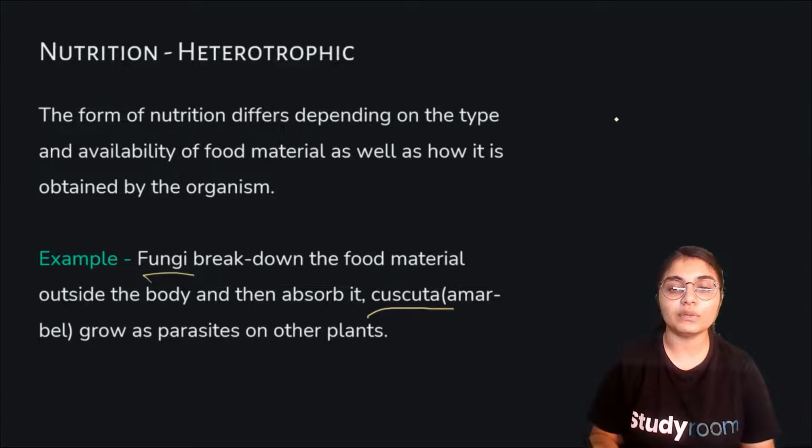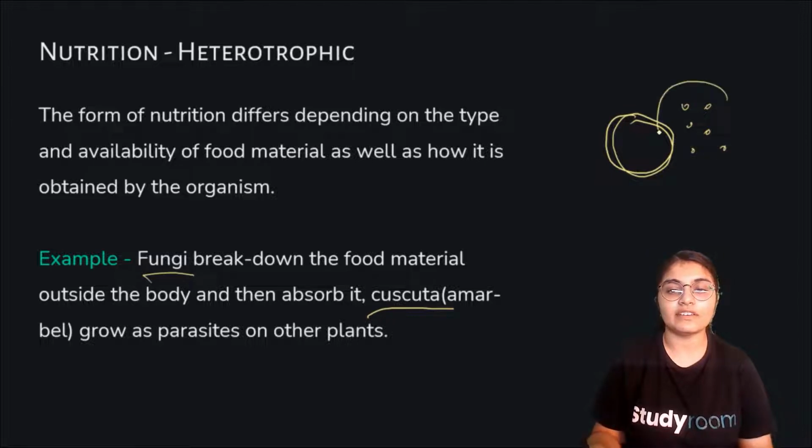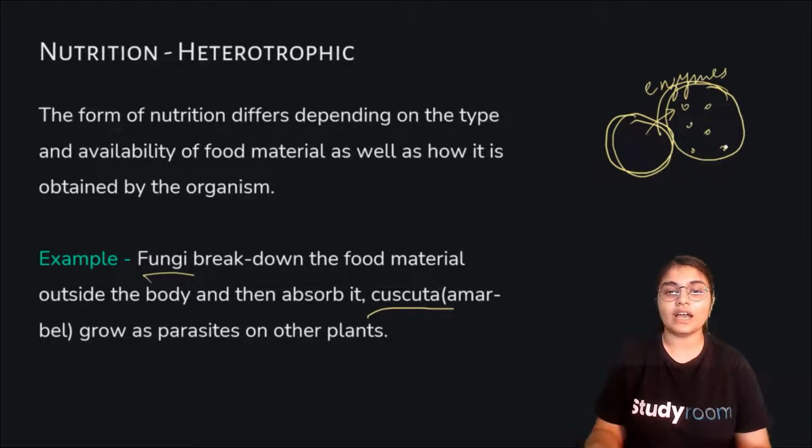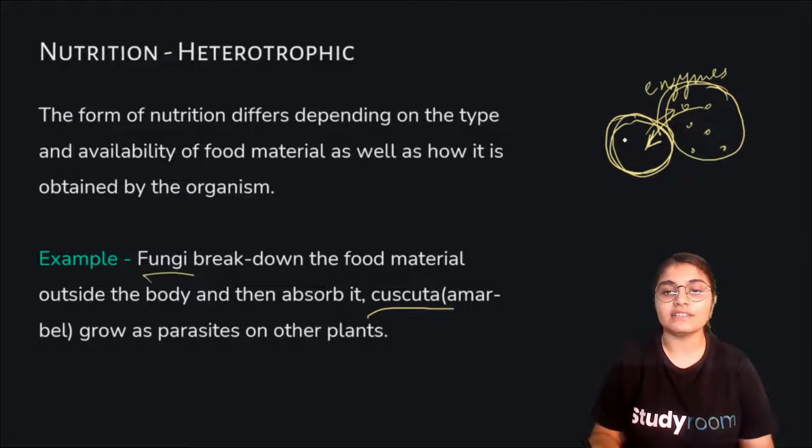Maybe this is an organism, a fungus, if you just take an example, and these are the food substances. They release some digesting enzymes, and they first digest these food substances. These food substances are broken down outside the body, and the broken material is then taken inside the body. It is absorbed through the surface of the body, right? So this is how it happens.